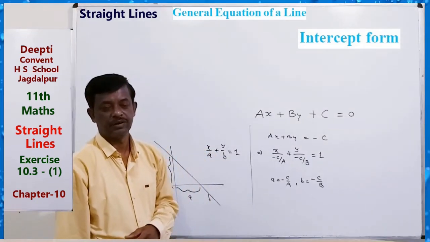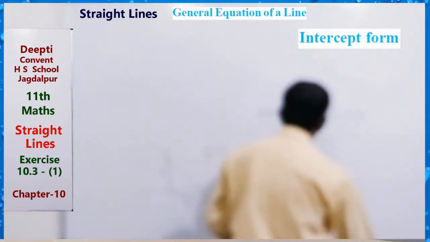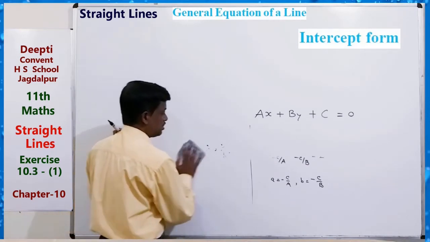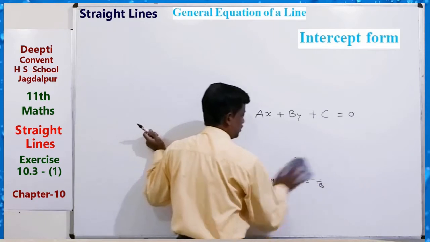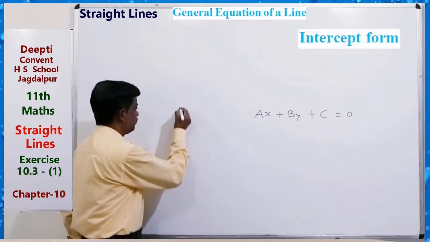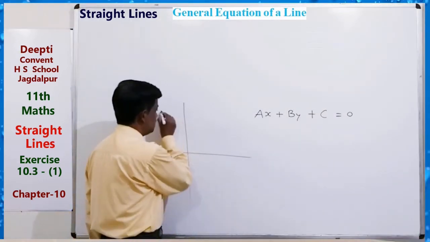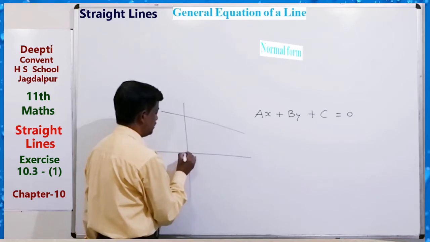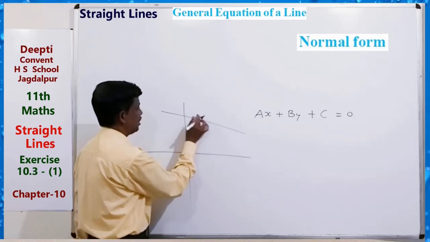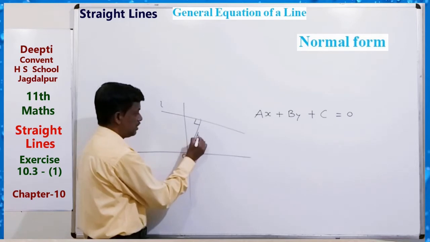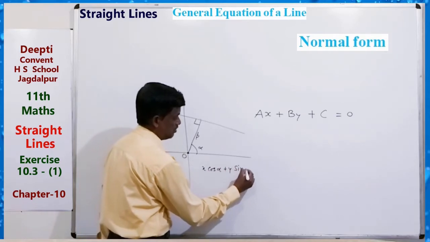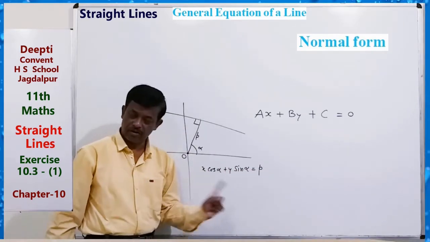and b the y intercept. Okay. And the normal form also, we know the normal form. What is the normal form? If the perpendicular distance from the origin to the line is p, and the perpendicular makes angle alpha with the x-axis, then if this is our straight line and from the origin we draw a perpendicular to the line, this is p and it makes angle alpha, then our equation is x cos alpha plus y sin alpha equals p. This is our normal form.